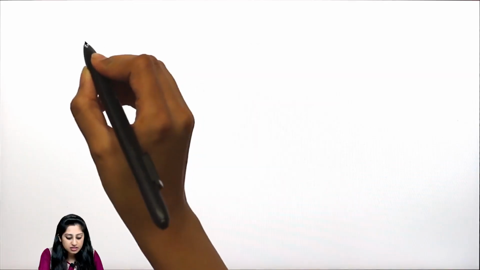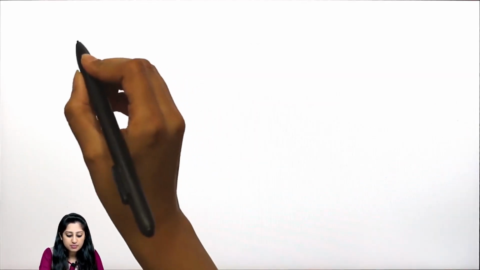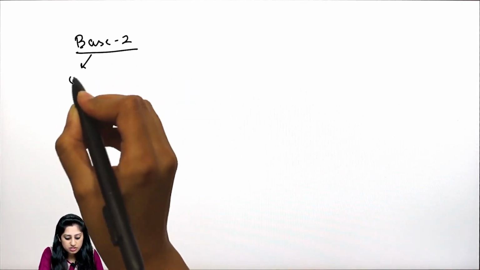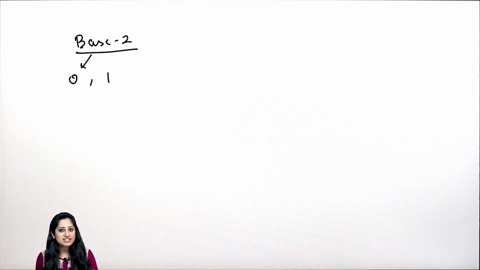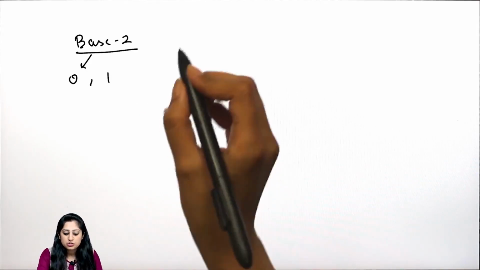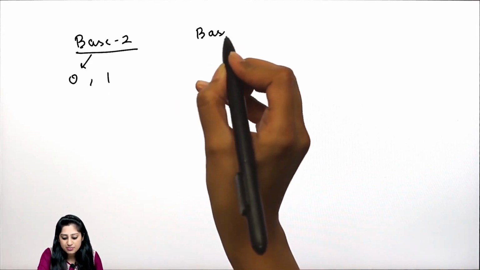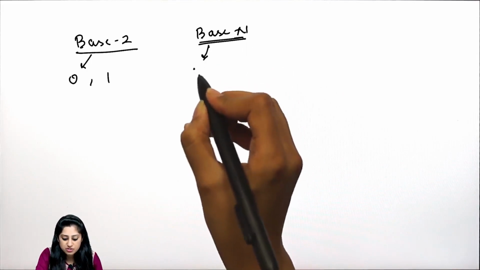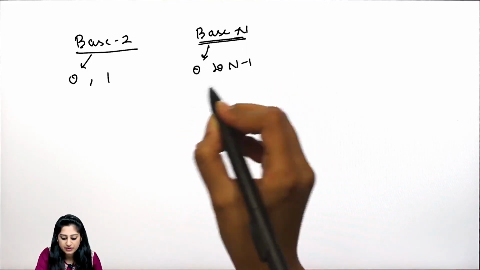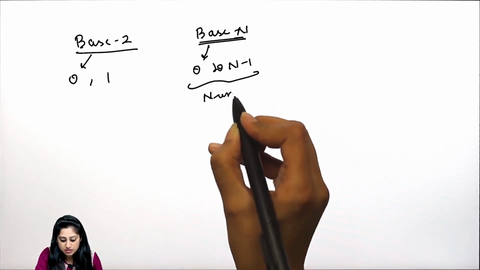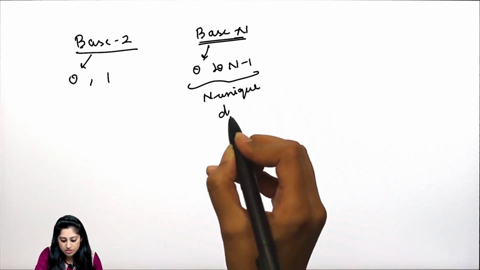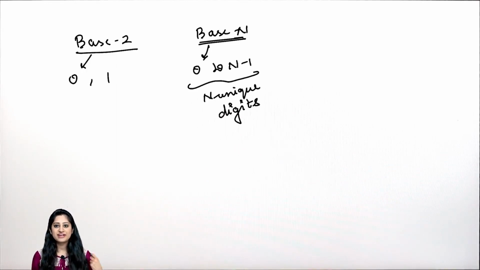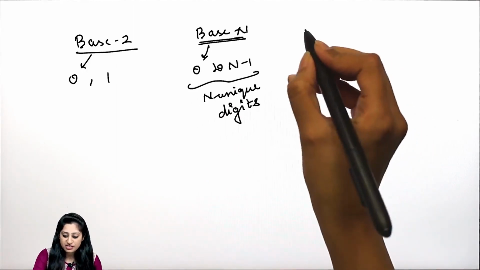So which is why it is of prime importance to get an idea around binary number system. So what exactly is it? Binary number system is a base 2 number system, right? So it has two digits, 0 and 1, and we call these two digits bits, right? Generally any base n number system has n unique digits, ranging from 0 to n minus 1.